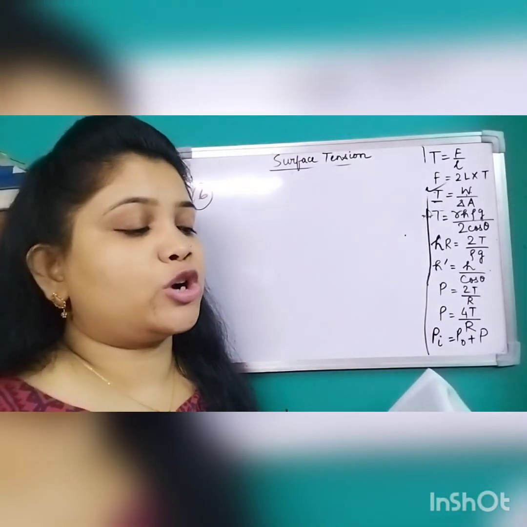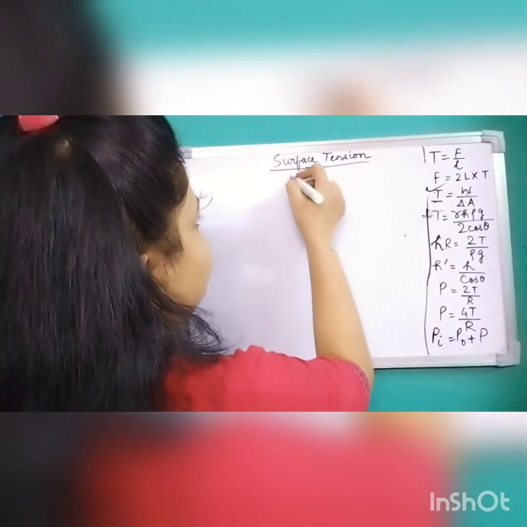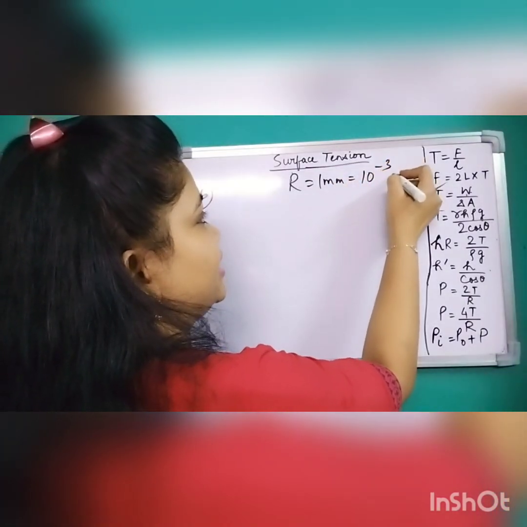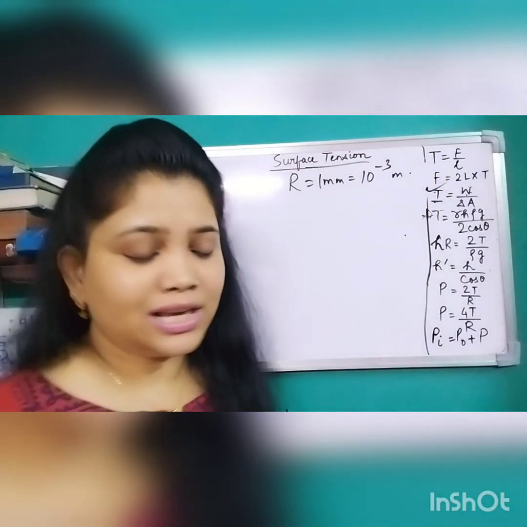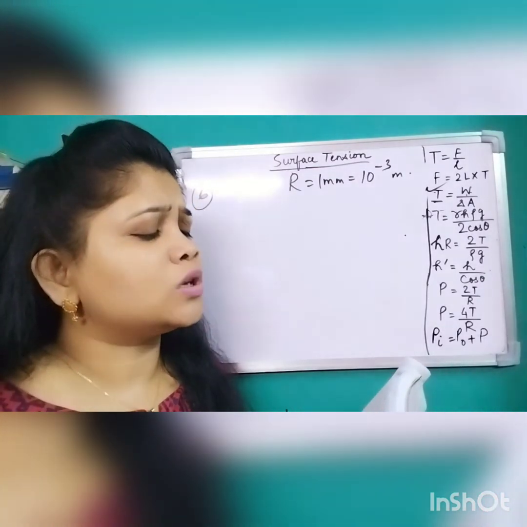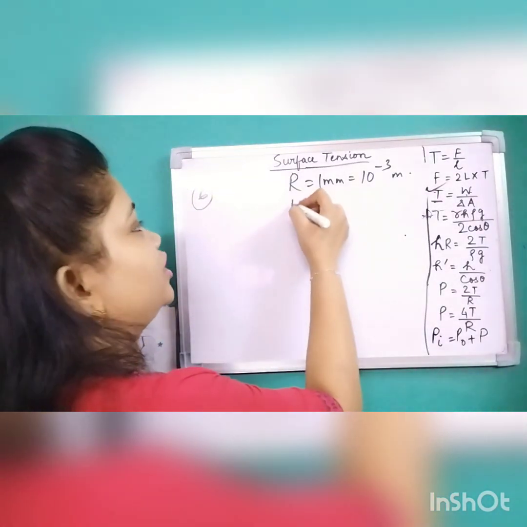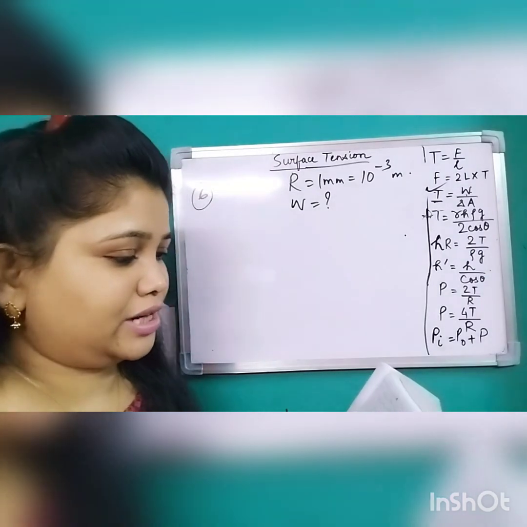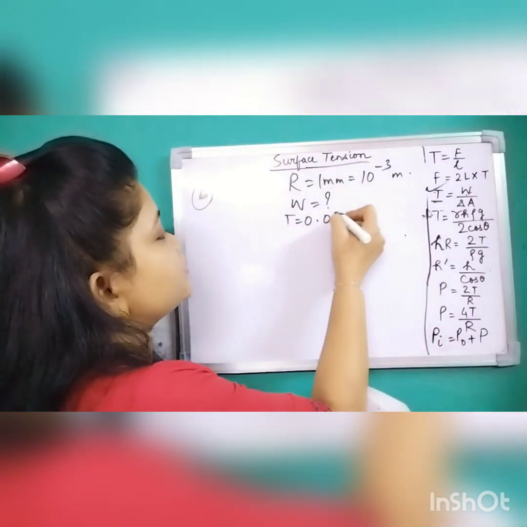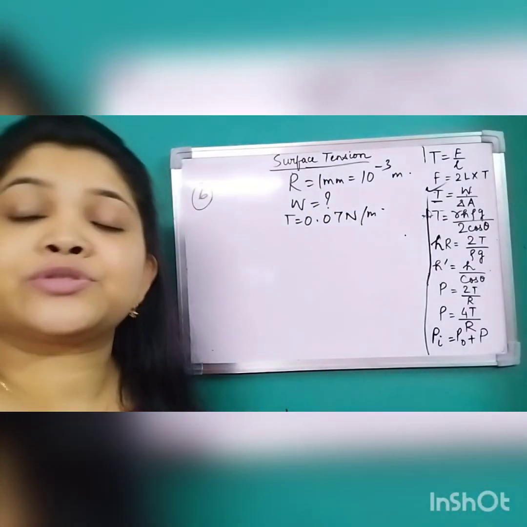A liquid drop of radius 1 millimeter. So let us take the radius as R, which is 1 millimeter, and as you know, 1 millimeter is 10 to the power minus 3 meter. So we have converted into meters. It is broken into 1000 equal small drops. How much work will be done? W you have to find out. And surface tension T is given as 0.07 Newton per meter, and pi is given as 22/7.